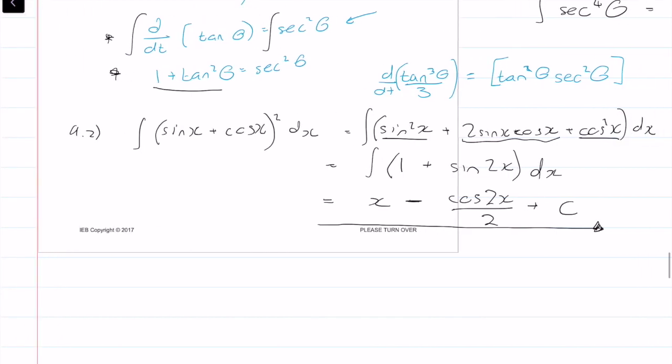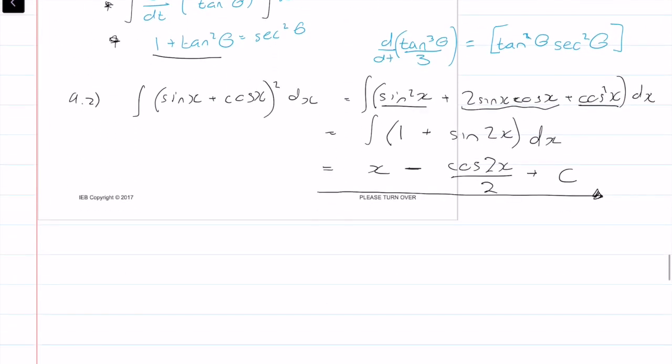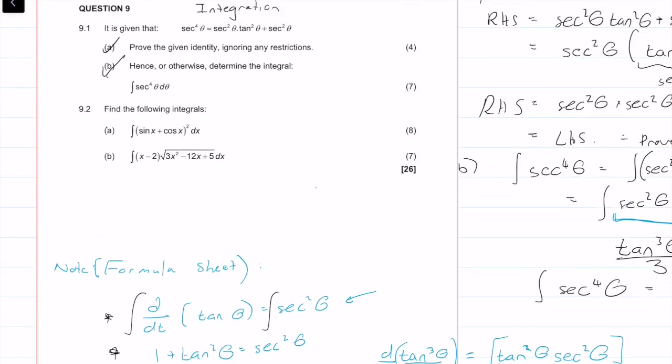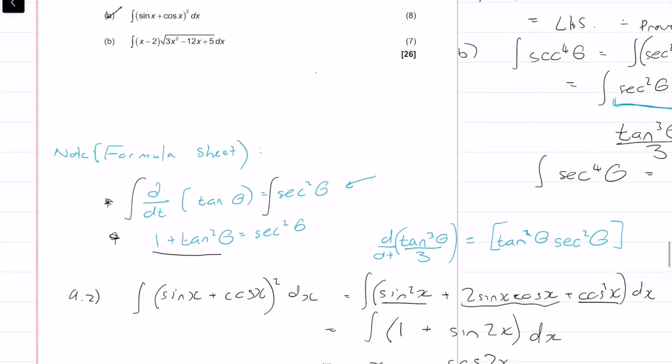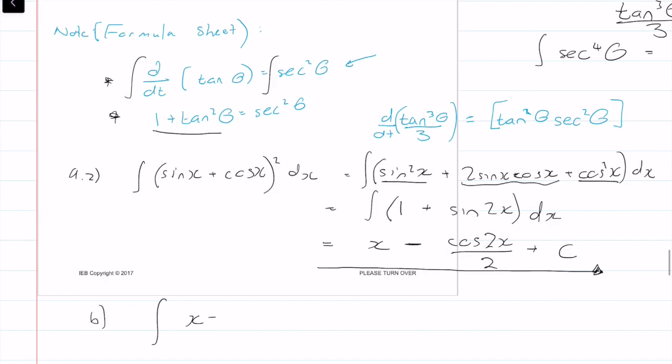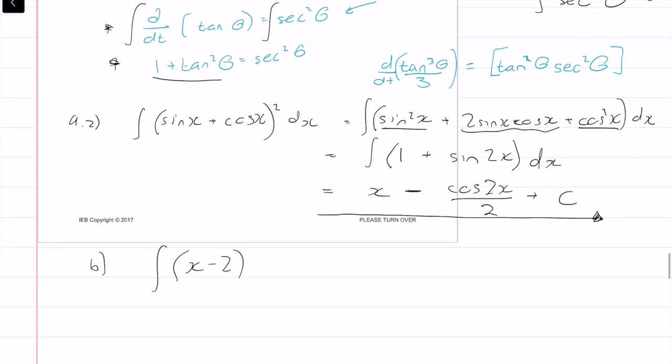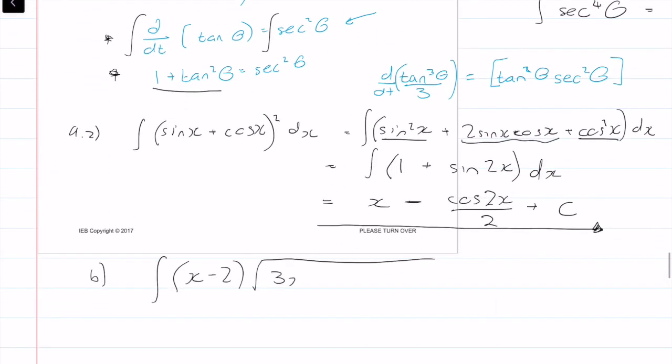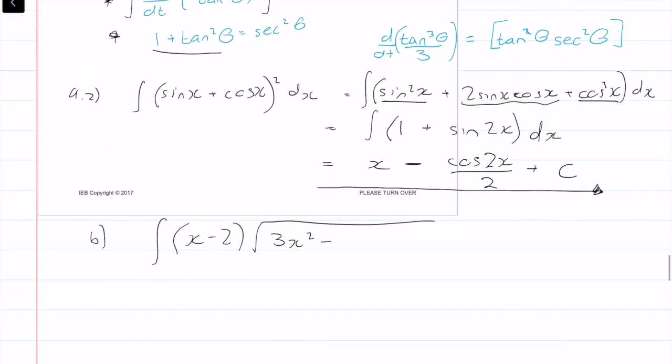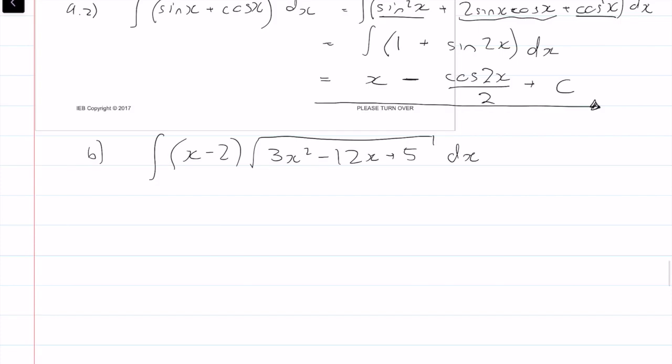Okay, and then the last question, question B, is also worth 8 marks, so quite a lot of marks allocated to that question. The next question, we have the integral of (x − 2) times the square root of 3x² − 12x + 5 dx. For this question, what's important to realize is we can use a very useful trick, which is for our u substitution.